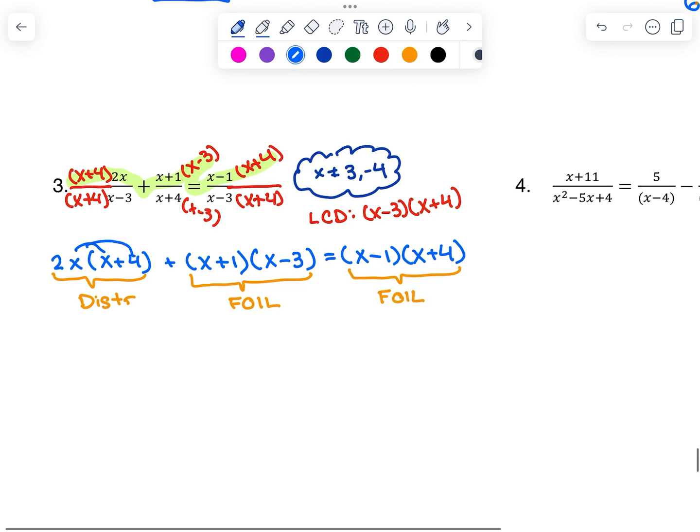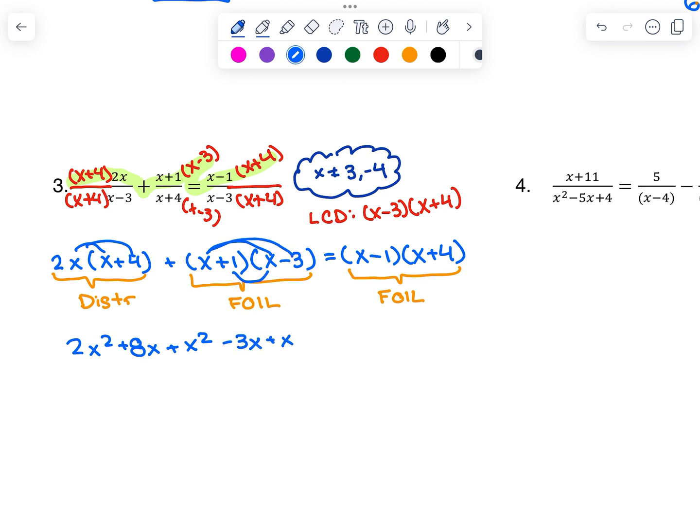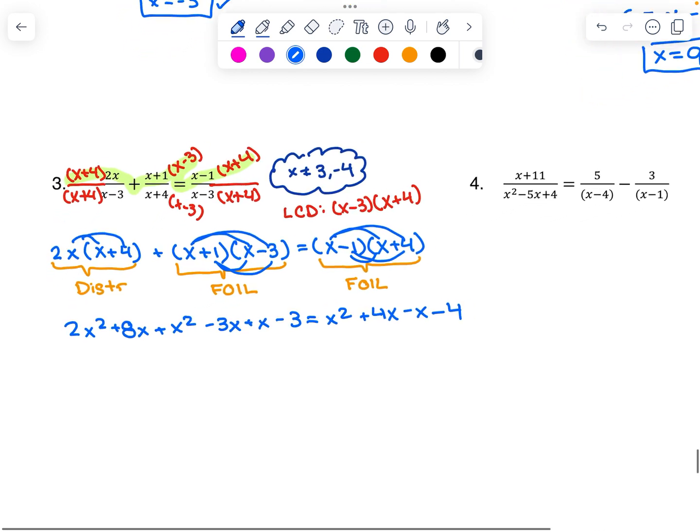So we're distributing. That gives me a 2x squared plus 8x. Here I'm going to FOIL. X times x is x squared minus 3x plus x minus 3. Other side again, I'm going to FOIL. X times x is x squared. Then I get a 4x, then a minus x, and then a minus 4. So we got a long expression here.